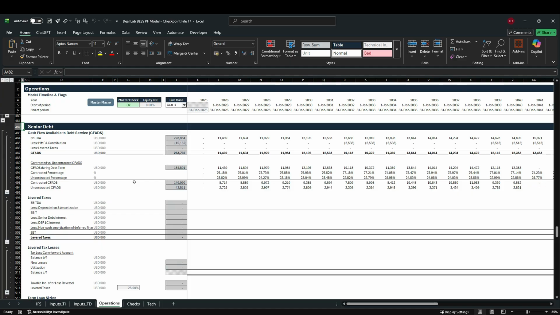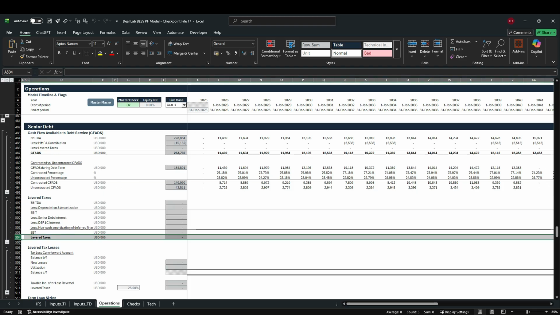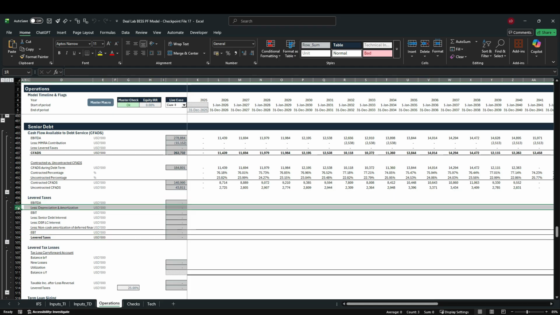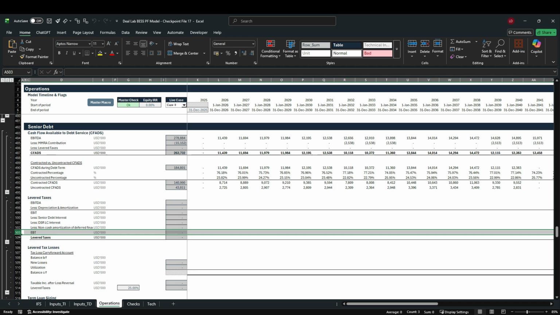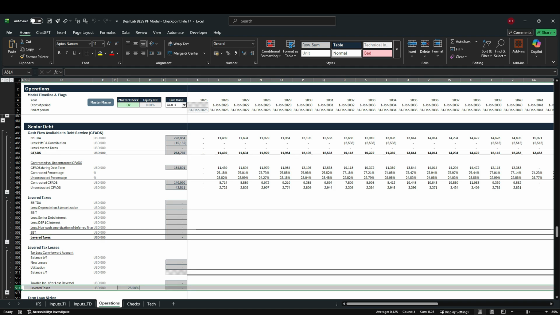Alright, now let's move back to the model checkpoint file from our previous lesson. In this lesson we will build the levered tax block, from EBITDA down to levered taxes, so the model can properly reflect the tax impact of financing. Think of this section as moving from operating performance to taxable income for equity, after considering the financing structure. We start with EBITDA, then subtract the items that are tax deductible, like depreciation and interest, to get to taxable income, and then apply the corporate tax rate.